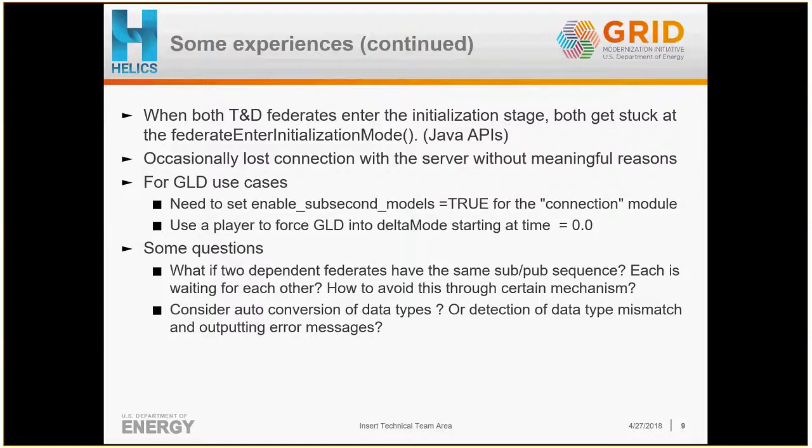And the automatic conversion of data types is already built in. In the APIs you're using, there's publish string, publish double, and publish complex. Those will all work and translate to whatever you specified, and on the other end you can use any of those functions and it will translate automatically. Okay, that's good.